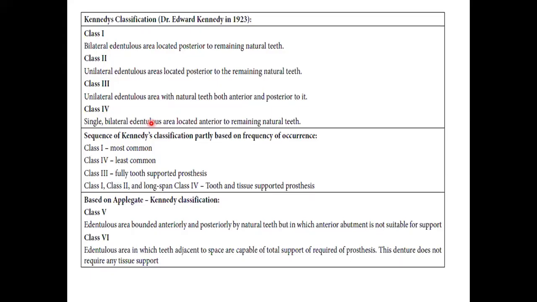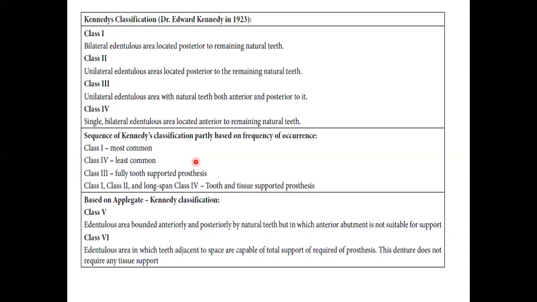But the question they ask will be like, which Kennedy's classification is more common, or the frequency of occurrence is more. That is how the question will be framed. When such a question is asked, class 1 is the most common kind of RPD classification found in most patients, whereas class 4, that is a person having a single bilateral edentulous area located anterior to the remaining natural teeth, is the least common.